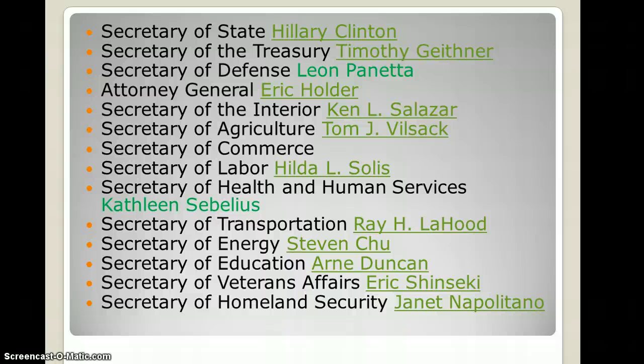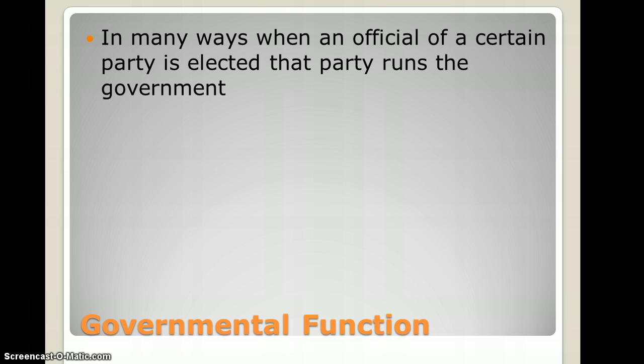A lot of people don't know that he has to appoint over 1,200 people, but they also have to be like-minded. They have to have a philosophy that the president would agree with. The next function is the governmental function, which basically helps the president out. He knows that if he wants to select a Democrat, those people tend to have a similar philosophy or vision of what to do. So in many ways, when an official of a certain party is elected, that party runs the government, hence the Democrats right now.